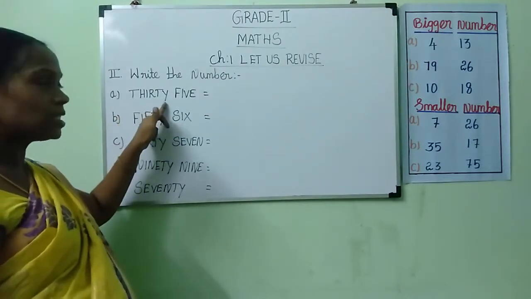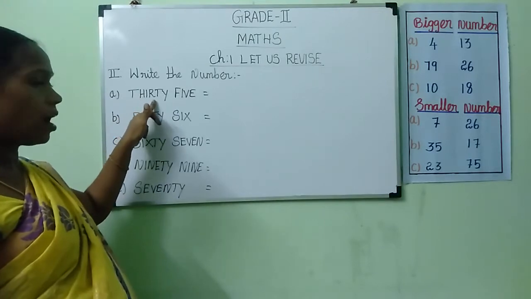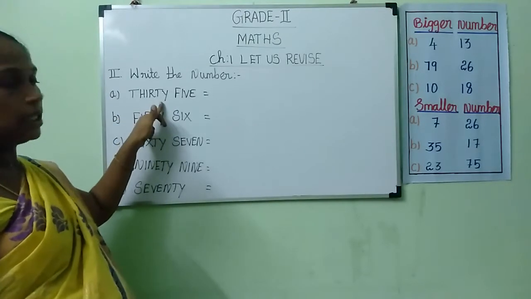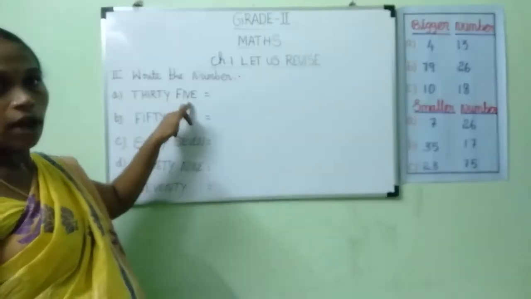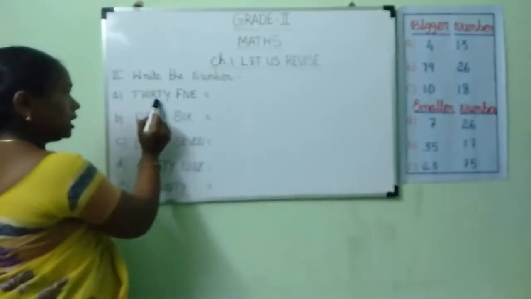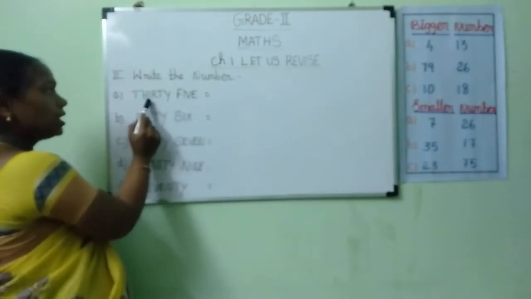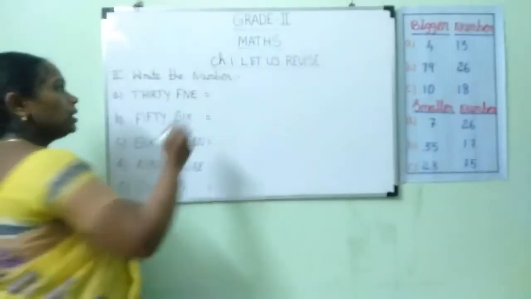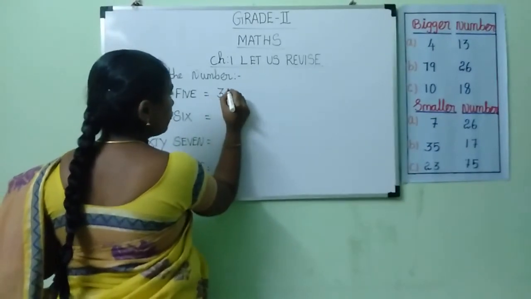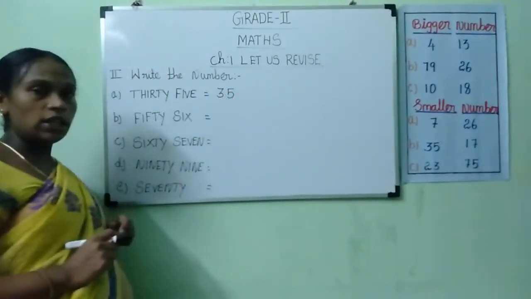T-H-I-R-T-Y. 30. Next, F-I-V-E. 5. So 35. How to write this 35? 3 5, 35. Are you clear children?